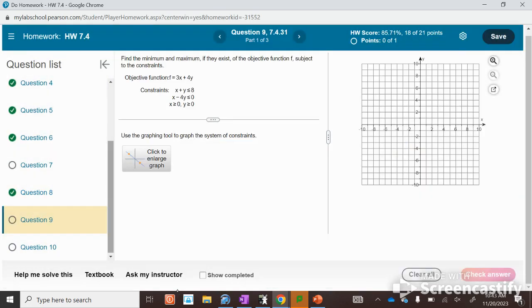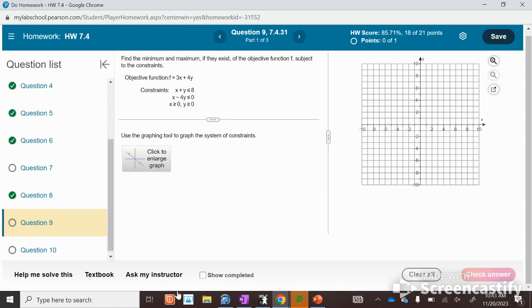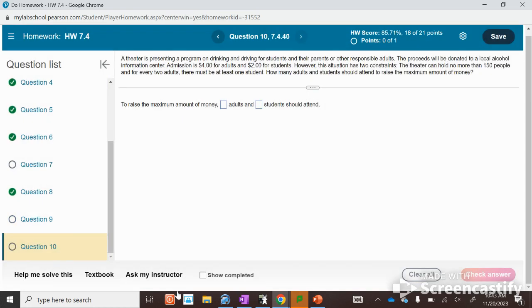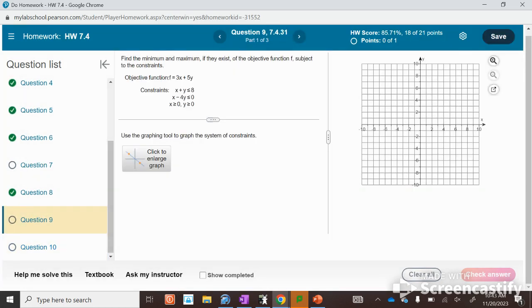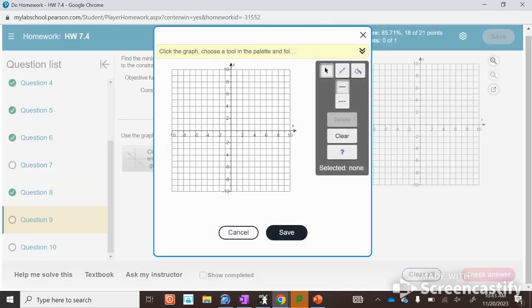Nine is like that as well. And 10, you have to figure out using information like this. So, yeah, let me do this one quick.